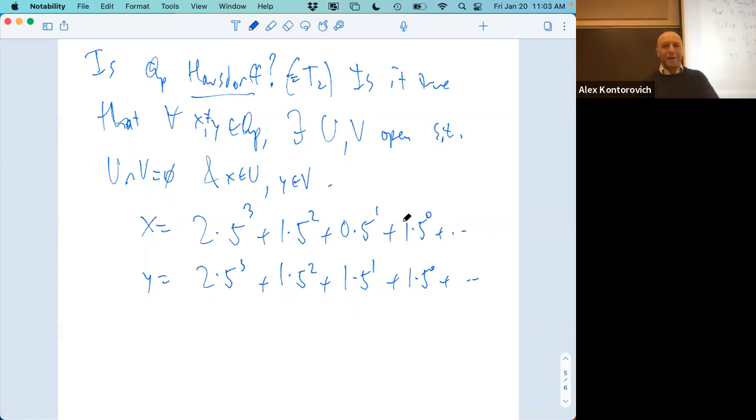We can make these all free. And that's a cylinder set. So that's an open set containing X. This is an open set containing Y. So we free these up, that makes a U. We free these up, that makes a V. U and V are disjoint because they differ. Any point in U differs from a point in V because they all differ at this digit.